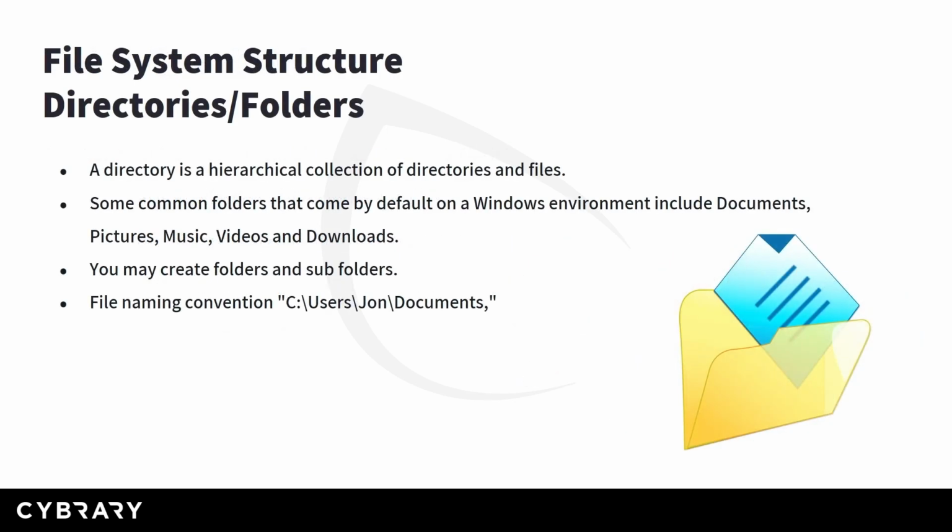Let's analyze what directories are. A directory is a hierarchical collection of directories and files. The only constraint on the number of files that can be contained in a single directory is the physical size of the disk on which the directory is located. Some common folders that come by default on a Windows environment include documents, pictures, music, videos, and downloads.